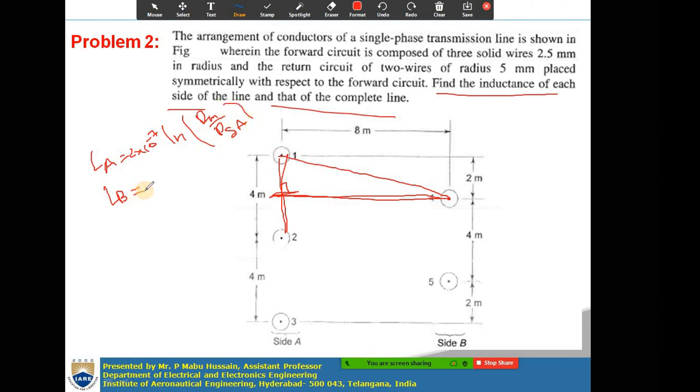For side B it is the same: 2 into 10 power minus 7 ln of dm by dsb, the self GMD of side B. Now, if you want to calculate the inductance of the complete line, it is like a single phase line where one phase has 3 conductors and the other phase has 2 conductors. So, the total inductance is LA plus LB.